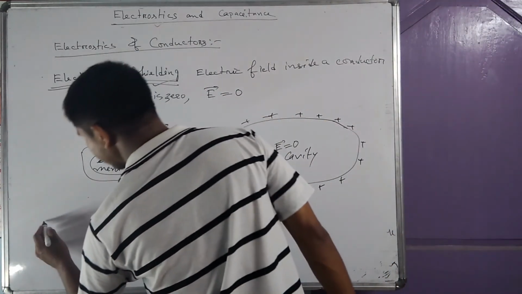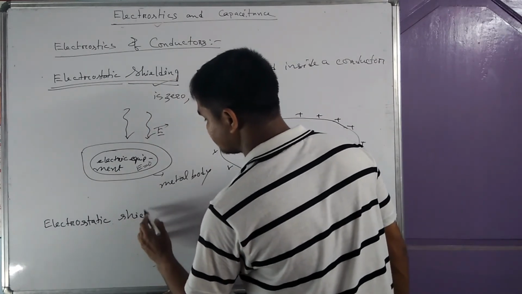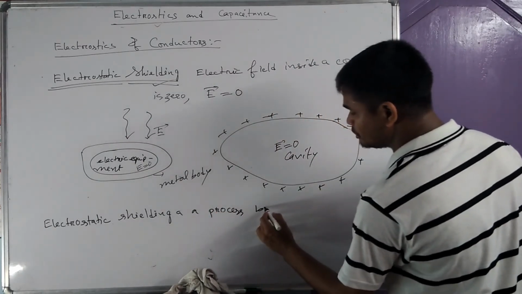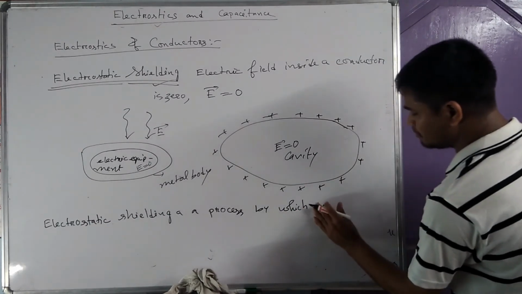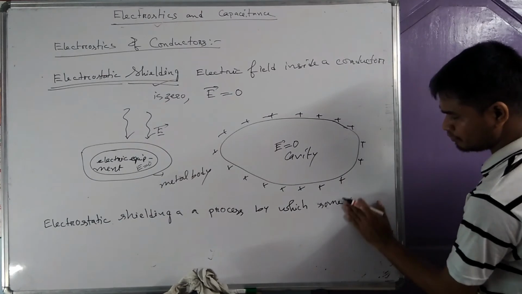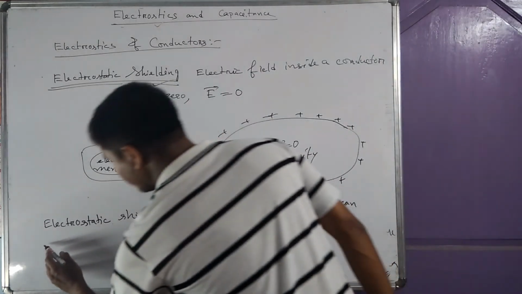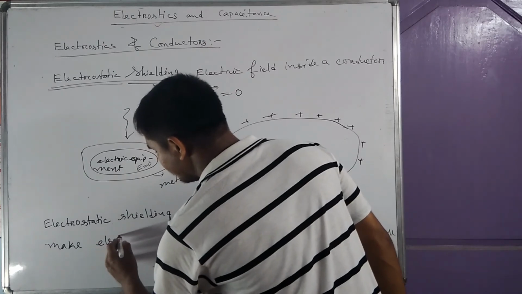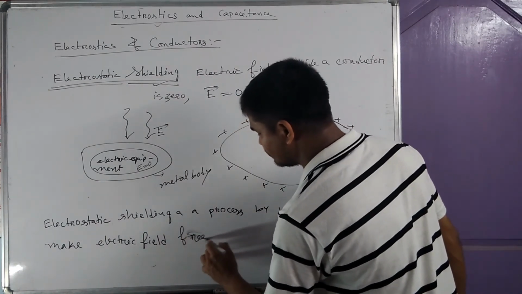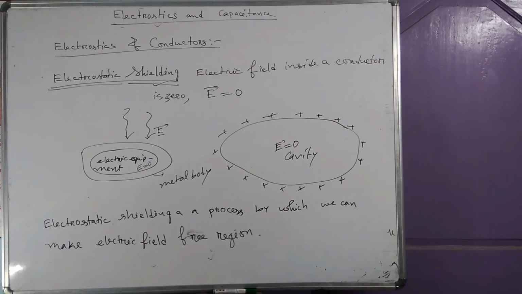Okay, so we can write: electrostatic shielding is a process by which we can make an electric field free region.